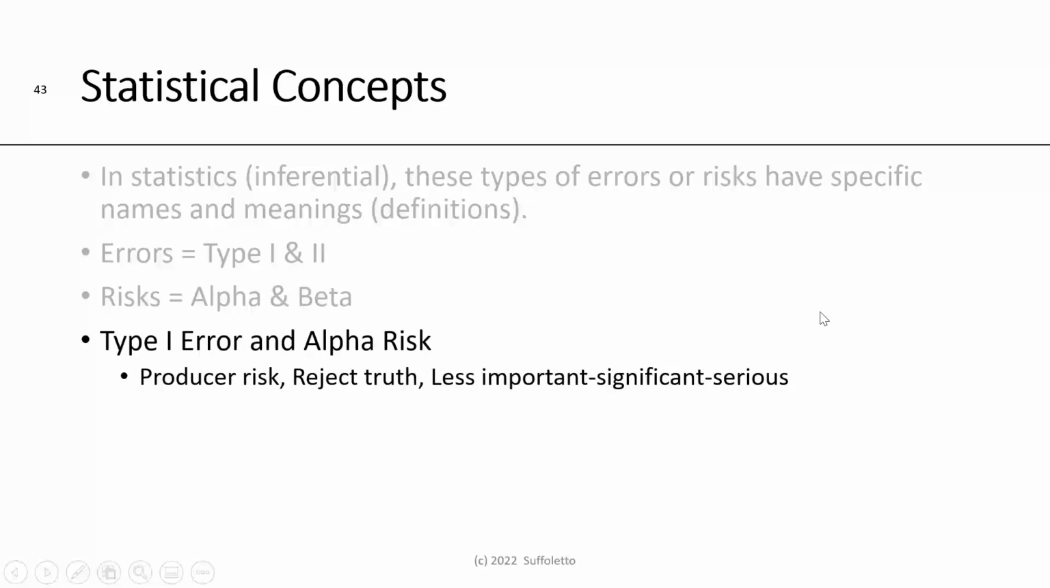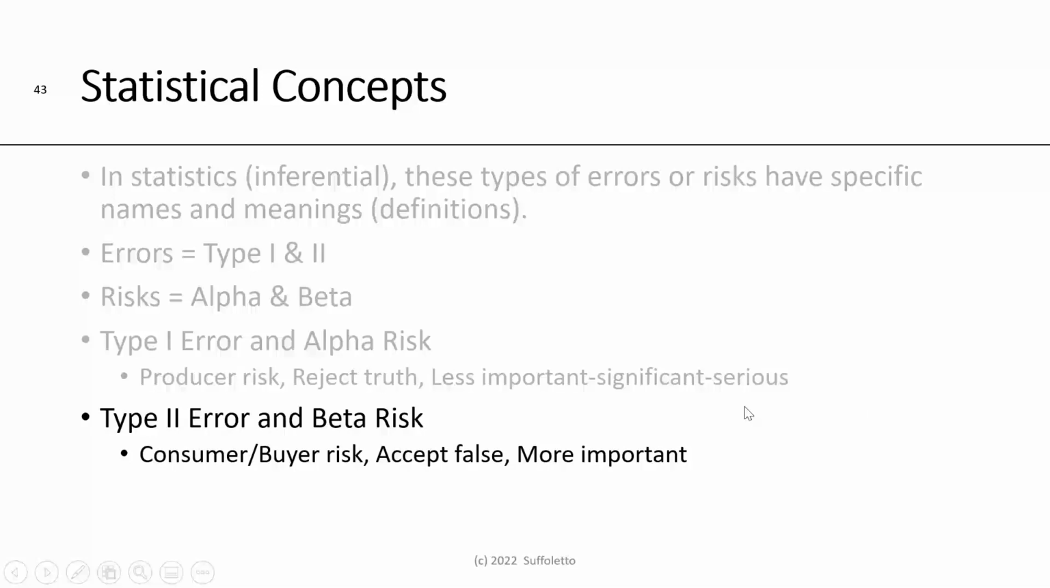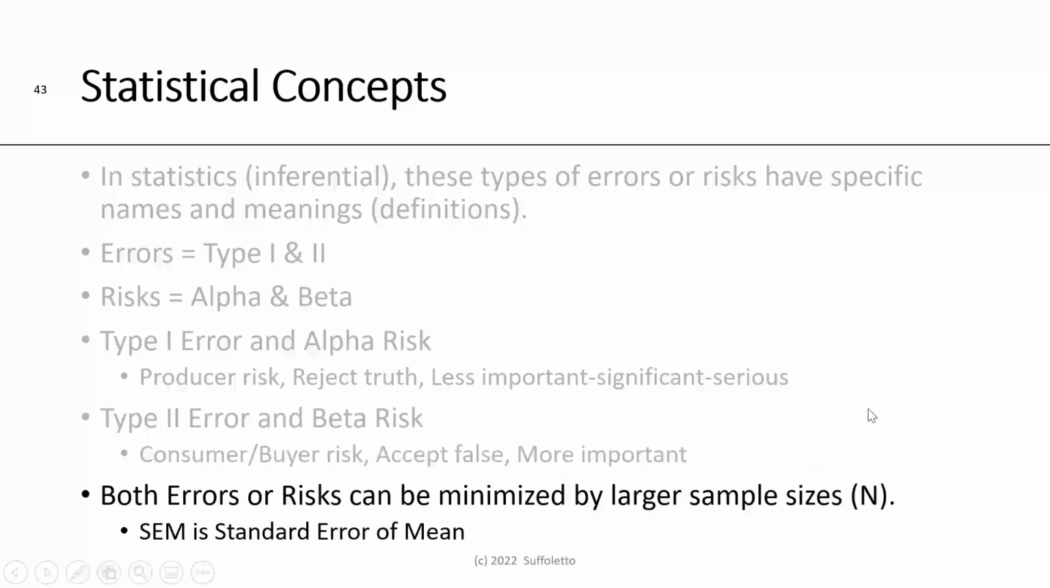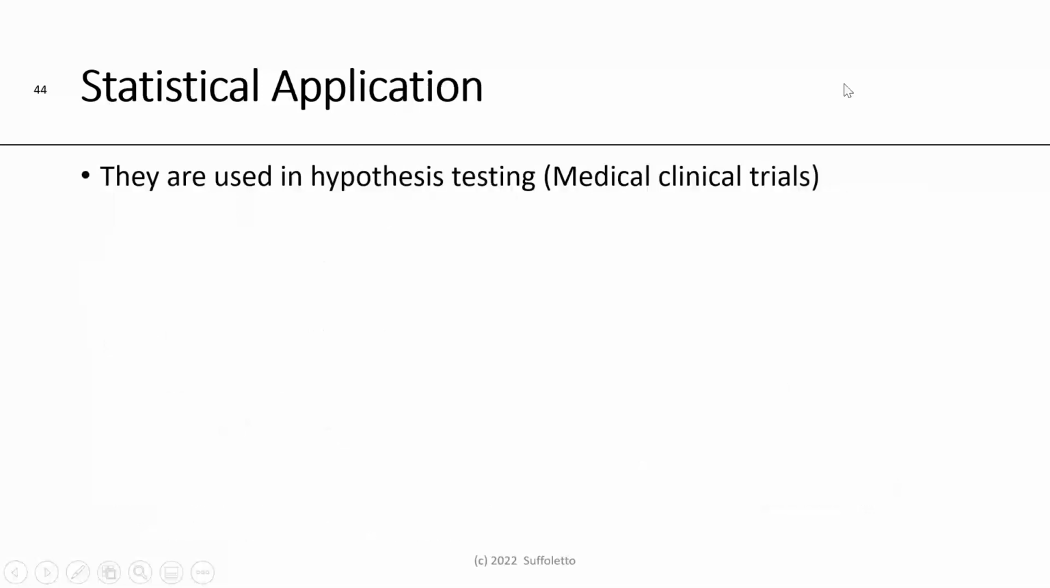A type 1 error or an alpha risk is a producer risk. It's rejecting the truth. It's not as serious as a type 2 error or a beta risk, which is the consumer or buyer risk, which is accepting false, so it's more important. Both errors and risks can be minimized by having a larger sample size, and capital uppercase N is the abbreviation or symbol for sample size. The application statistically here is for hypothesis testing.